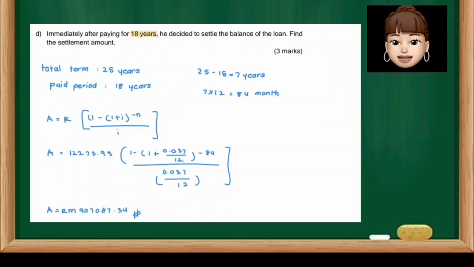Immediately after paying for 18 years, he decided to settle the balance of the loan. Find the settlement amount. Finally, for question D, we want to find the full settlement amount at 18 years. The total loan term is 25 years, so subtracting 18 years leaves us with a remaining period of 7 years, which is equivalent to 84 months. To find the early settlement balance, we apply the present value of annuity formula for this remaining 84 months. Using our monthly payment of Rm 12,273.93, the final settlement amount comes out to Rm 907,087.34.